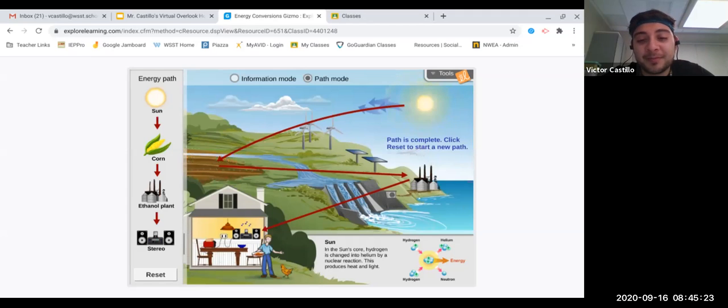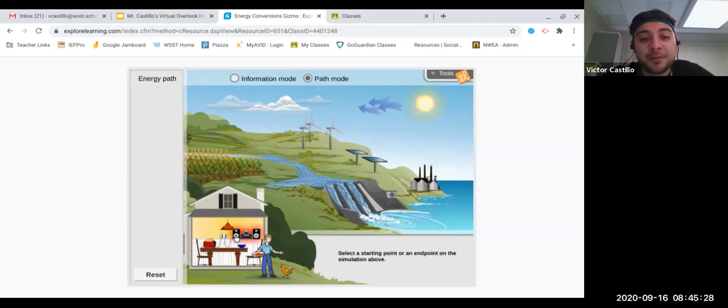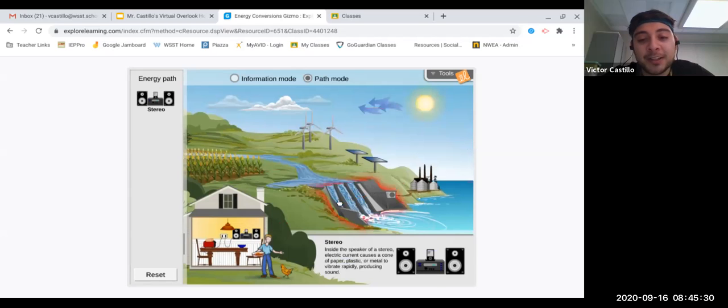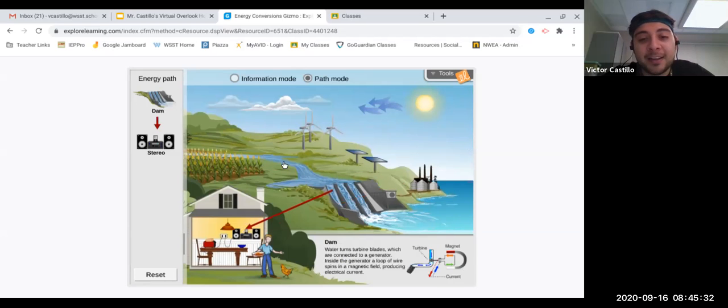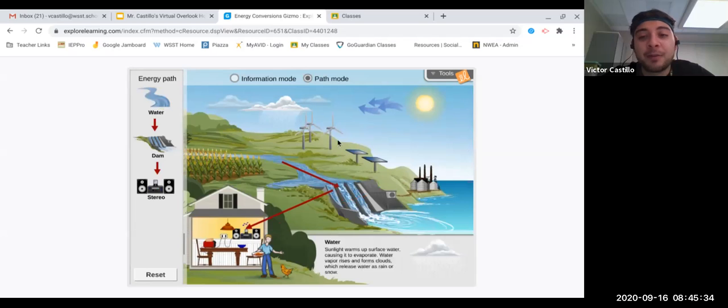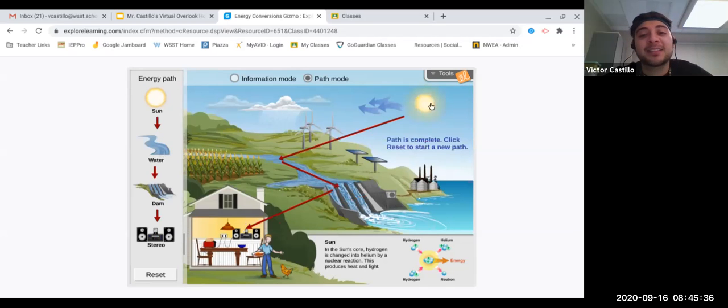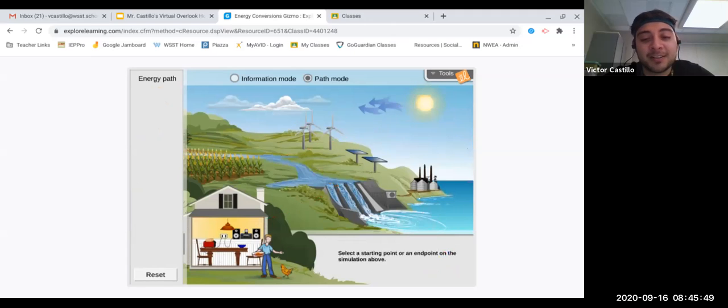Awesome. There's actually another one as well. If we go into the stereo, into the dam, and then it's powered by the water and provided by the sun. So the sun heats up the water, which transfers energy to the dam, and the dam keeps moving back and forth, and it provides energy for the stereo. Awesome.